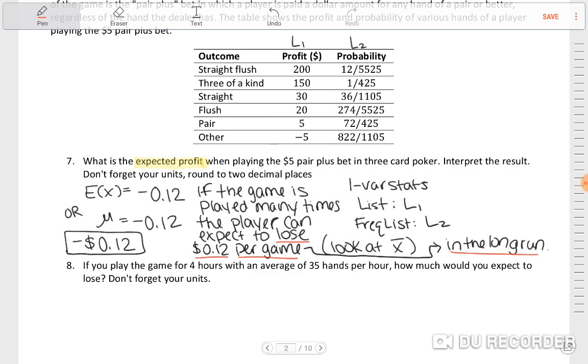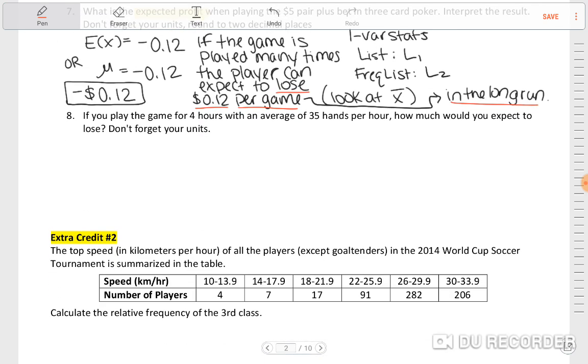Let me see here. You will have a problem like this. Compute and interpret the expected value from the player's point of view. So similar. Maybe you won't have as many of these things though. You'll also have one like number 8 right after it. And it says, if you play the game for 4 hours with an average of 35 hands per hour, how much would you expect to lose?